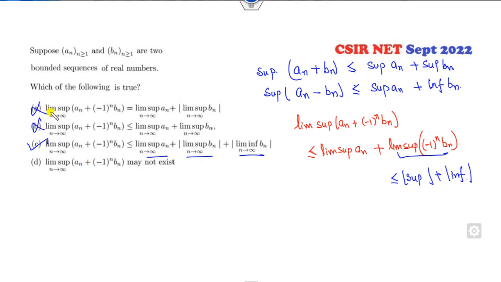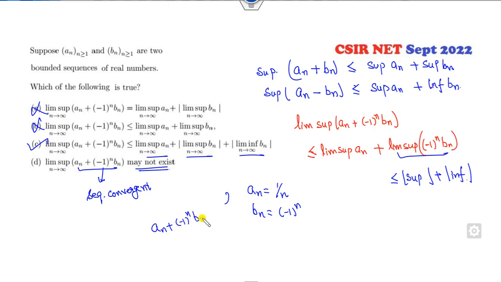The rest of the options are cancelled. Now whether he said may not exist, limit of supremum. If I prove this sequence is convergent, fine, then definitely the limit will exist. So what I can do, if I say an is 1 over n, because of this minus 1 raised to power n, I can consider this term as here. So what is my an plus of this? It is 1 over n plus 1. What does it mean? It is a convergent.